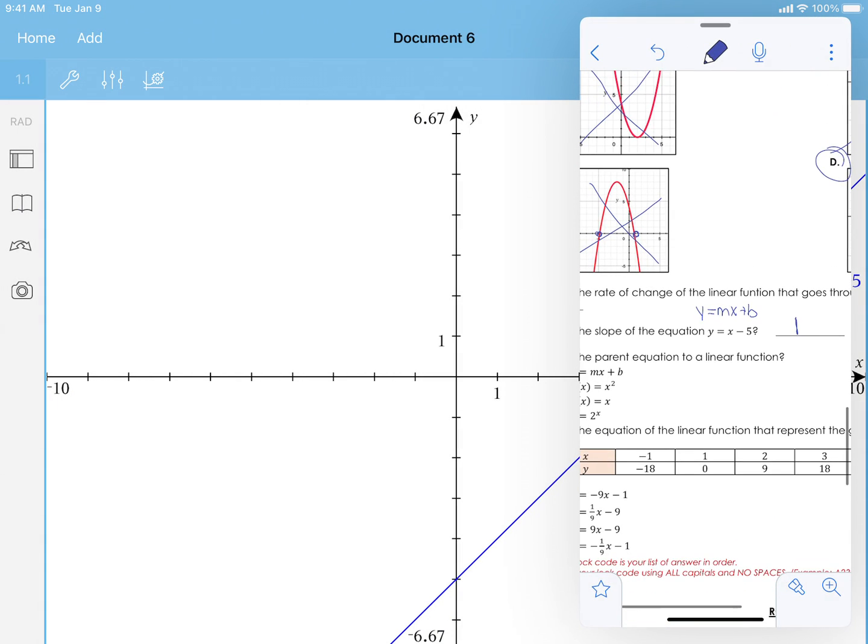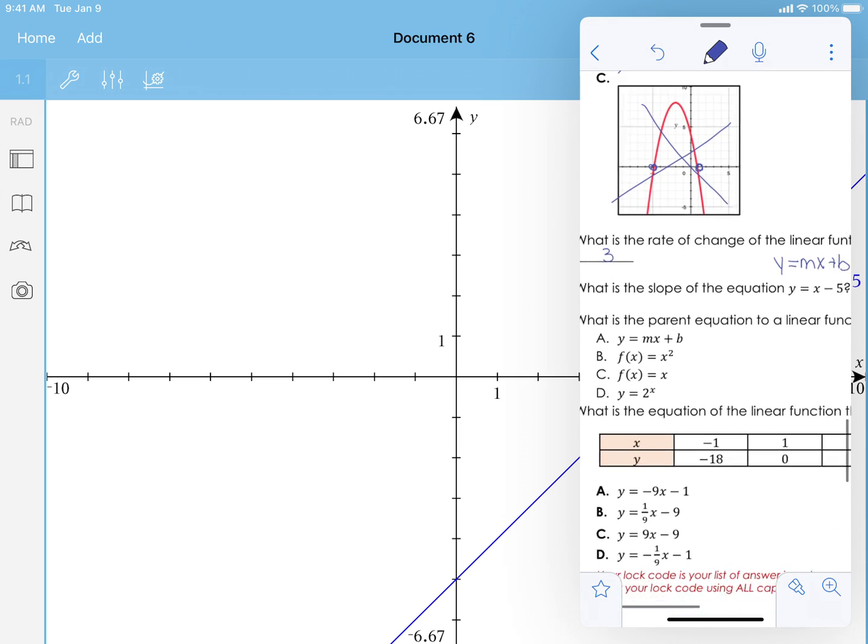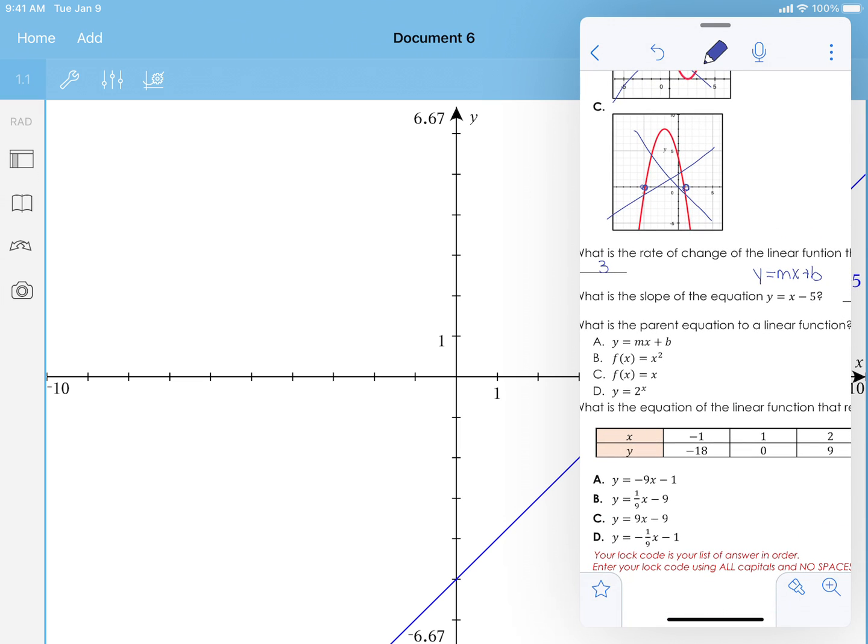Okay, and then the next part we want to know, what is the parent equation to a linear function? Well, x squared is not, and 2 to the x is not. Mx plus b is just a formula we have, so it has to be answer choice C, which is y equals x or f of x equals x.